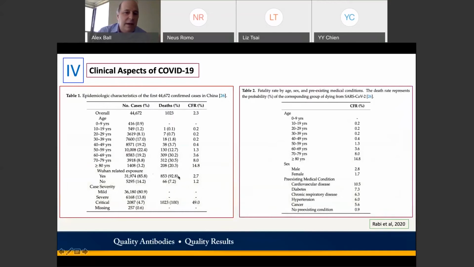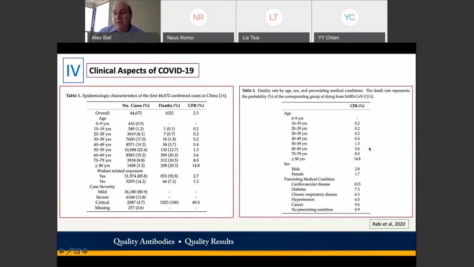And this is a lot of data from a study of almost 45,000 cases in China. The bottom line is, if you look at the case fatality rate, you don't want to be a patient over 60 to 70 years old, or certainly over 80 years old. You don't want to be male, and you don't want to have any pre-existing medical conditions, because all of these situations lead to higher mortality.